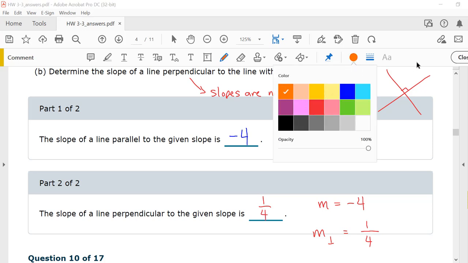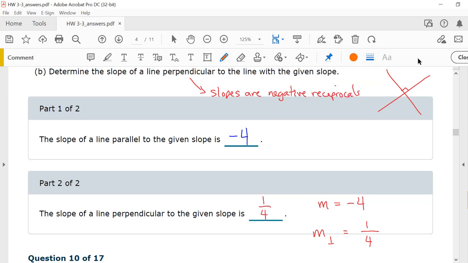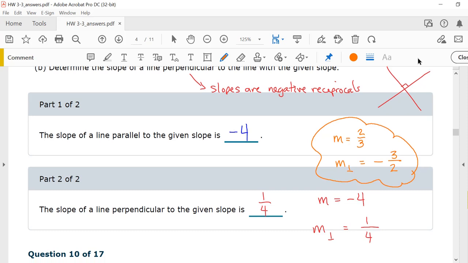Let's do another example of perpendicular slopes. If the slope of a given line was, say, 2/3, the slope of the perpendicular line would be -3/2. That's what negative reciprocals mean. You put a negative and then you reciprocate it. You flip it.